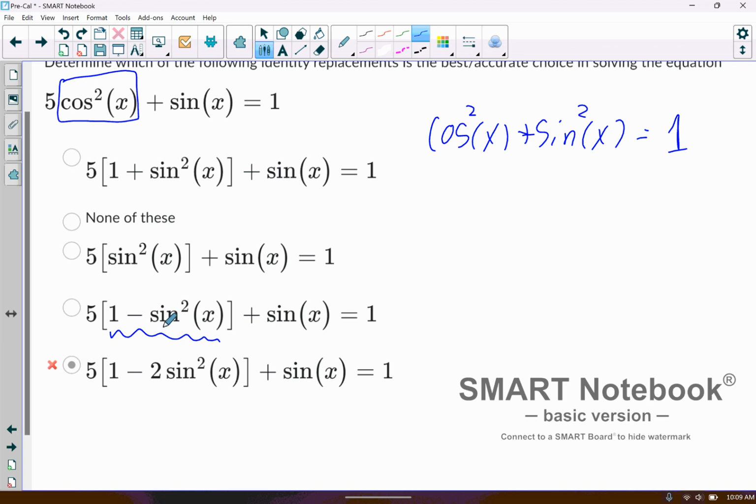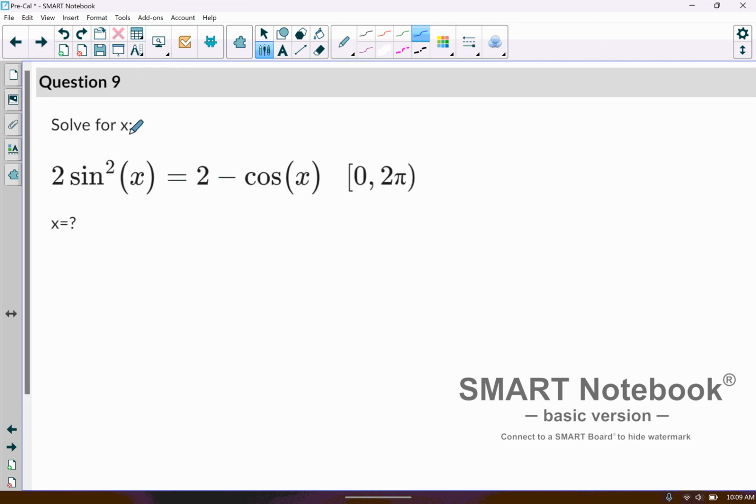And so that's what you want to do to get to be dealing with all the same trig functions right there. You want to deal with sine. So hopefully that clears that up for you. And then let's look at the last one. So right here it says solve for x. And so this is actually kind of similar to what we were just doing on the previous slide, so that'll be convenient. So we do want to solve this.